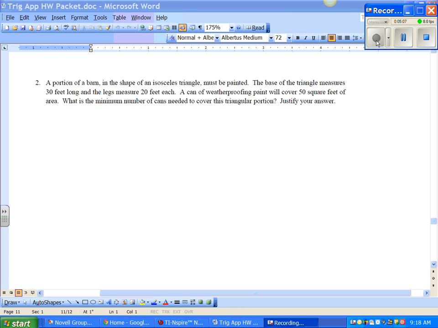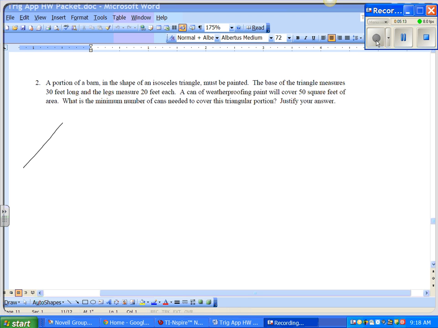We got 4 cans, right? Okay, so let's talk about how we did it. The problem says that you have an isosceles triangle, which means 2 sides are equal, right? Base is 30, and the legs are 20 each. So if we're talking about painting this triangle, we're talking about the area of the triangle, right?